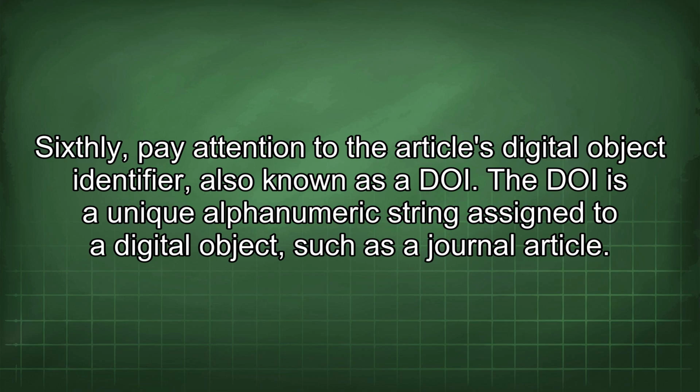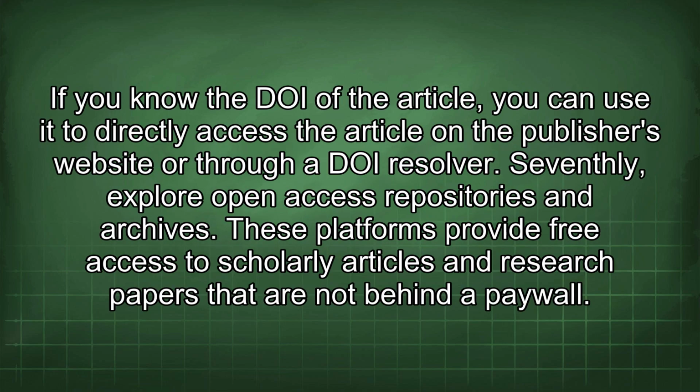Sixthly, pay attention to the article's digital object identifier, also known as a DOI. The DOI is a unique alphanumeric string assigned to a digital object, such as a journal article. If you know the DOI of the article, you can use it to directly access the article on the publisher's website or through a DOI resolver.